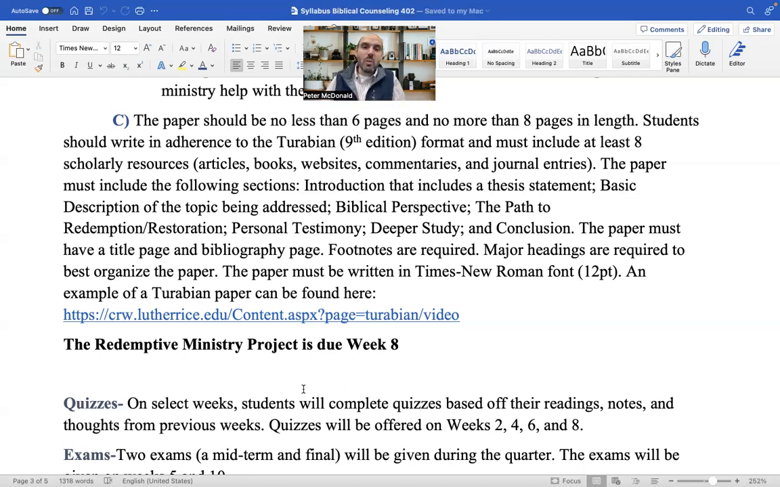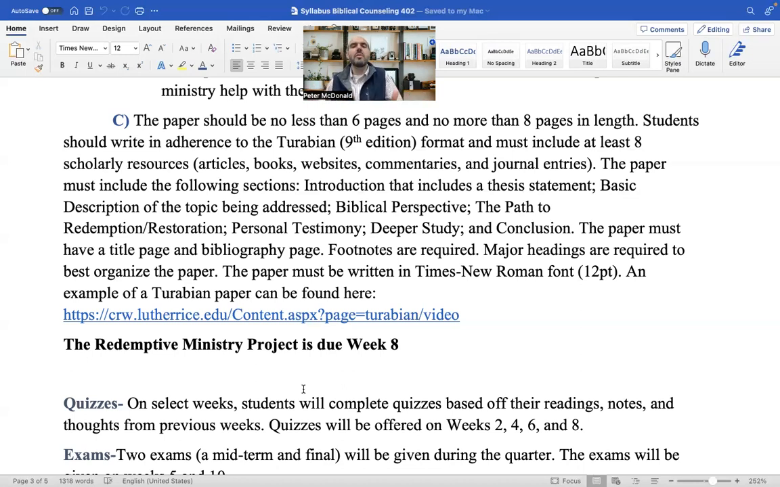So while I like Warren Wiersbe, he's not necessarily scholarly. While I like John MacArthur, I'll take it. But you can do a step above. Same thing with Charles Swindoll. You can do a step above. New American commentaries are great resources. The Christ-centered exposition commentary, a great resource.